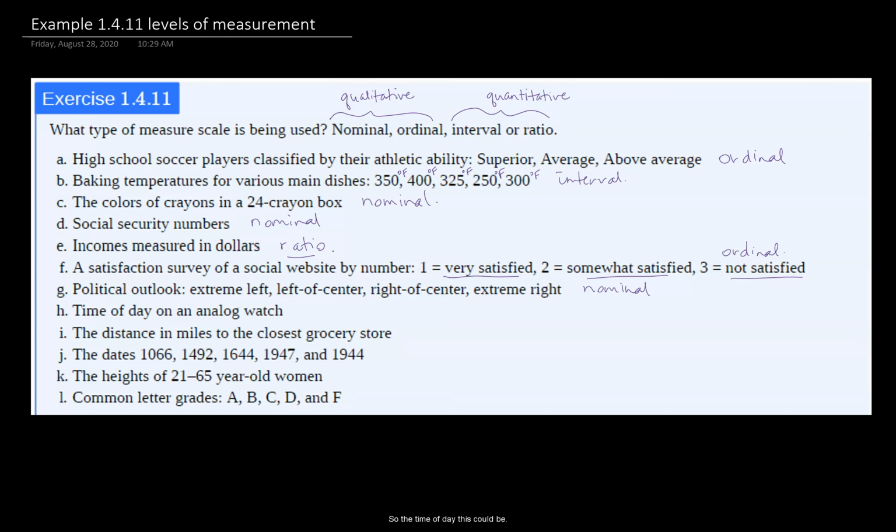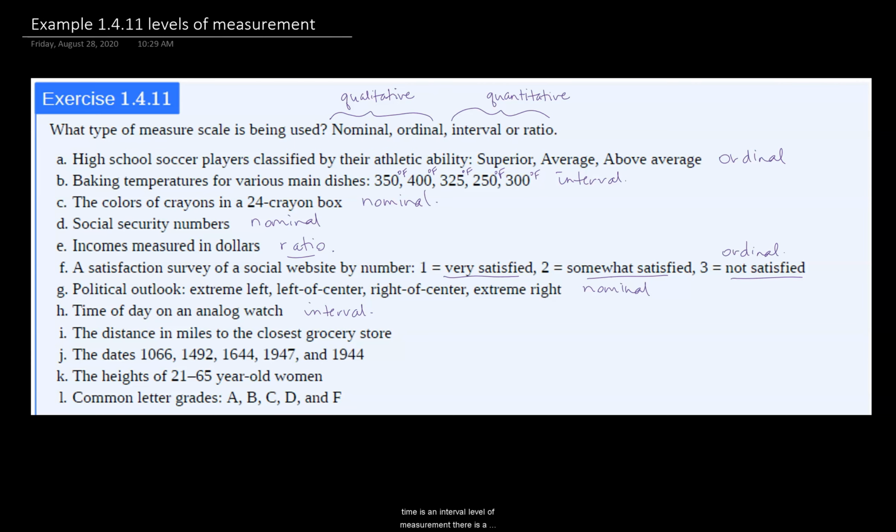H, time of day on an analog watch. So the time of day could be 3:58 p.m. It could be 4:23 a.m. We have a lot of different options for time of day. So we do have a number, and it is measured because it's on a watch. The watch is measuring the time of day. Now determining interval or ratio, we have to determine, is there a natural zero? Is there a zero that means no time? Well, for time, similarly to temperature, there is not. So time is an interval level of measurement.